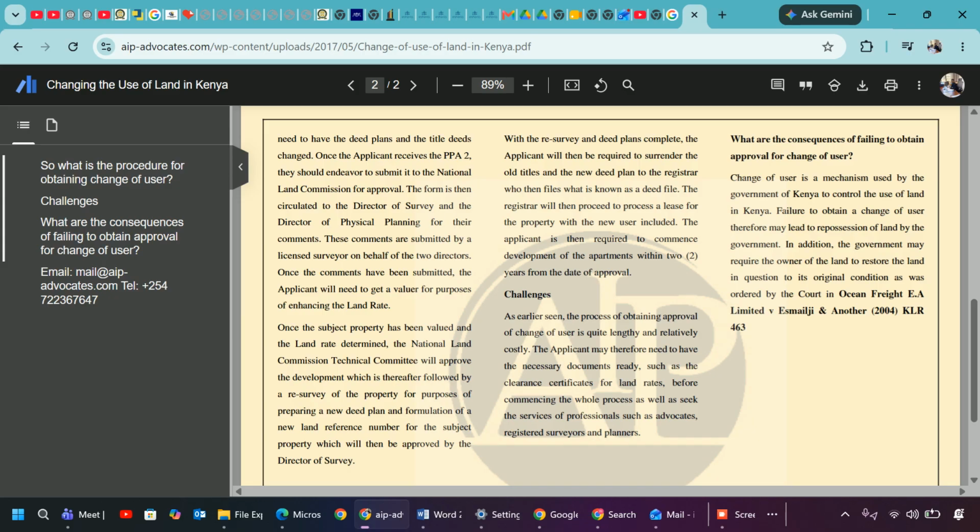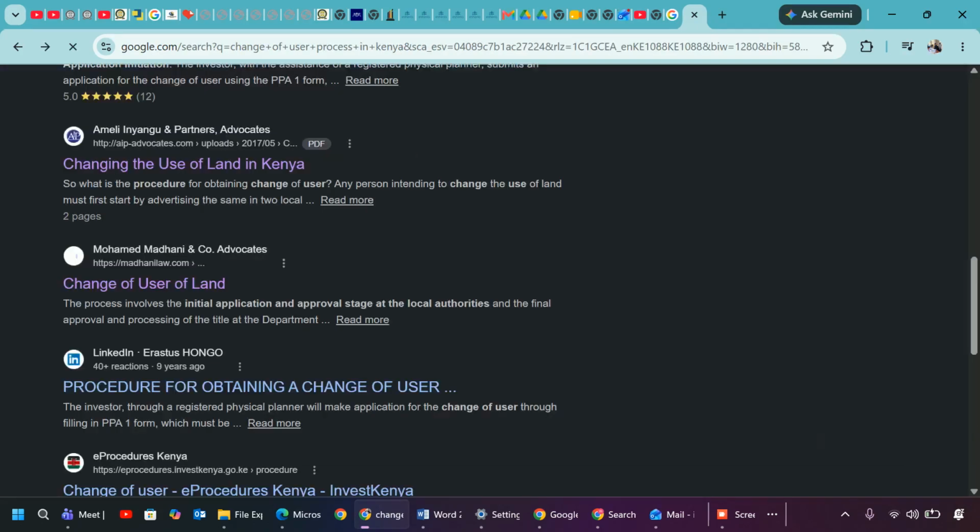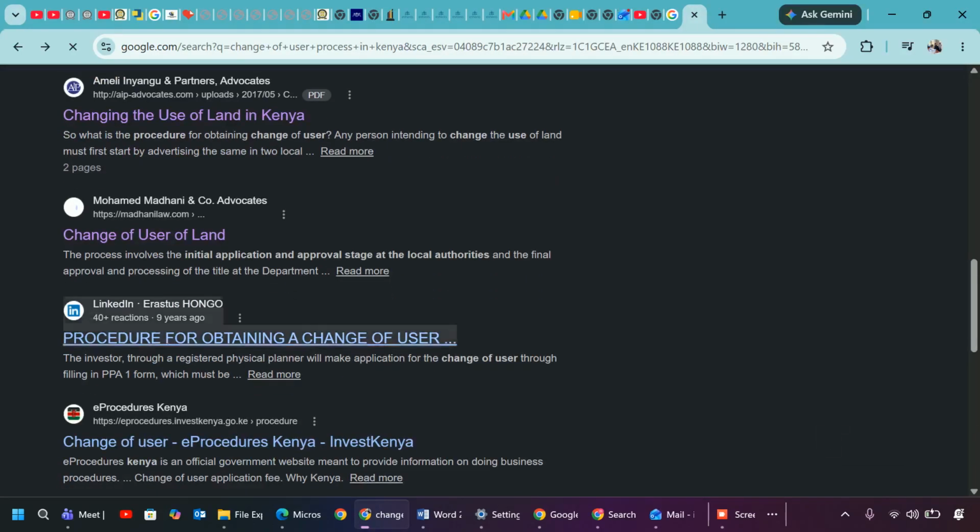What are the consequences of failing to obtain approval for change of use? A change of use is a mechanism used by the government of Kenya to control the use of land in Kenya. Failure to obtain a change of use therefore may lead to repossession of land by the government. In addition, the government may require the owner of the land to restore the land in question to its original condition, as was ordered by the court in Ocean Freight East African Limited versus S. G. and another 204. Okay, so that is the repercussion of you failing to follow the procedure.